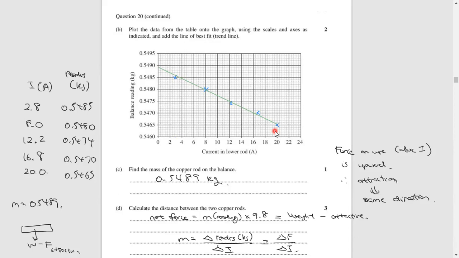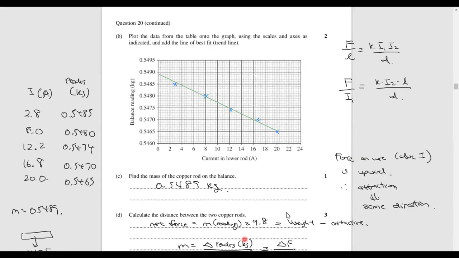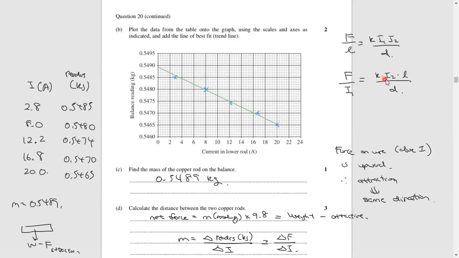Now, recognizing that F over L equals K I1 I2 over D, then F over I1 equals K I2 times L over D. Now, this F over I we can get from our gradient once we adjust for the 9.8 in the numerator. K is known, I2 is known as 50, given in the question. L is known, given as 2.6 in the question. So 2.0 times 10 to the negative 7 times 50 times 2.6 over D.